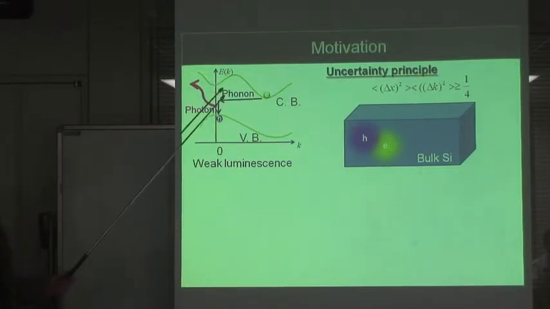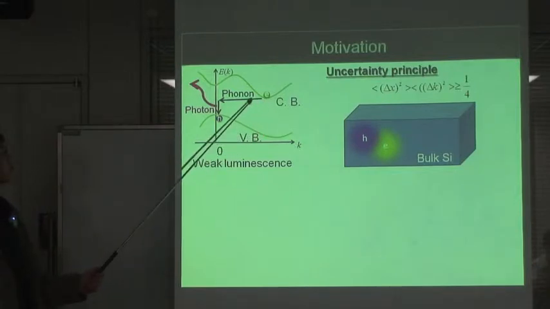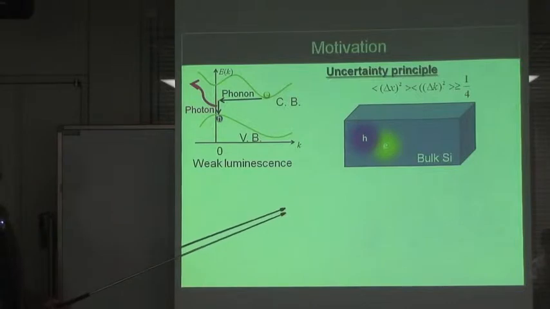Since the minimum of the conduction band and the maximum of the valence band are separated in k-space, the electron needs to give up a phonon to recombine with the hole. This process makes the radiative transition probability decrease.